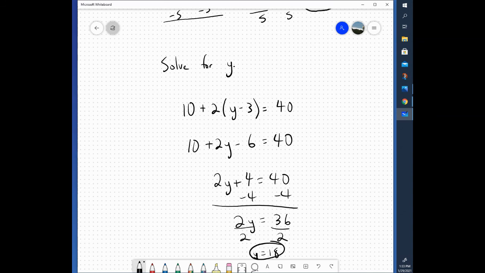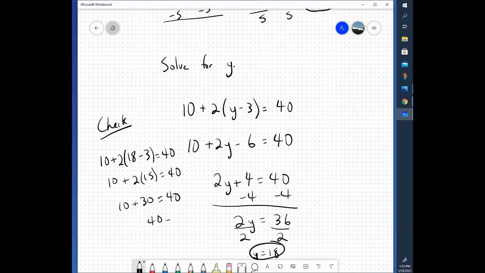And if we want to check this, what we could do is just plug it back in and see if it's true. So check. We've got 10 plus 2 times (18 minus 3) is equal to 40. And we've got 10 plus 2 times 15 equals 40. That's 10 plus 30. And that is indeed true.